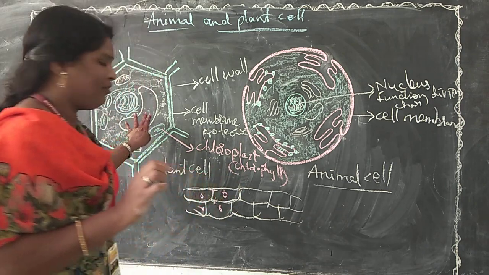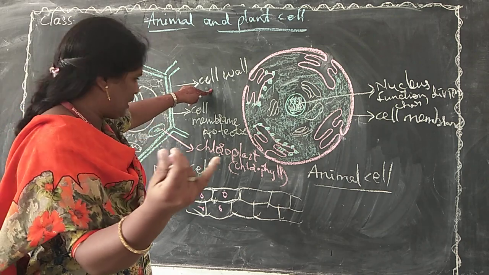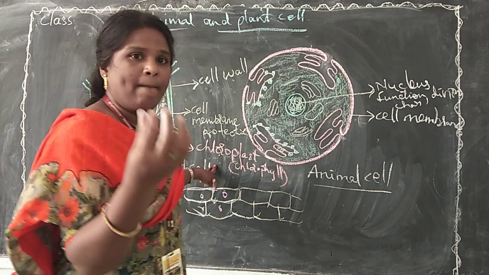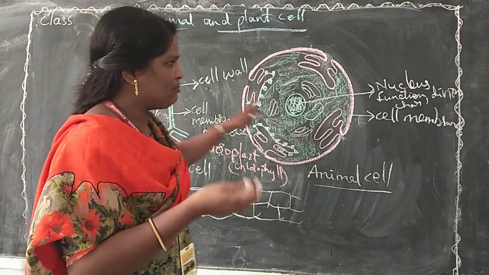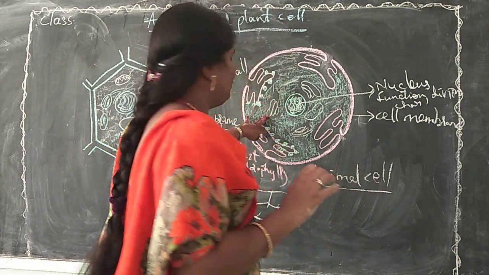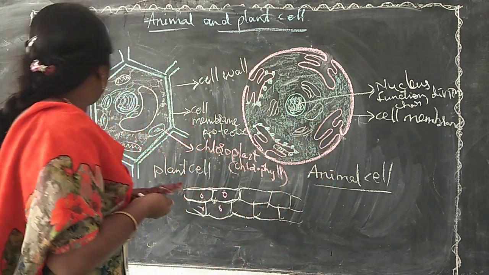This is the special feature of the plant cell. The cell wall is a special feature of the plant cell. The chloroplast is a special feature of the plant cell, and a large vacuole is present in the plant cell. Here in the animal cell a small vacuole is present, no chloroplasts are present, and no special outer membrane cell wall is present.